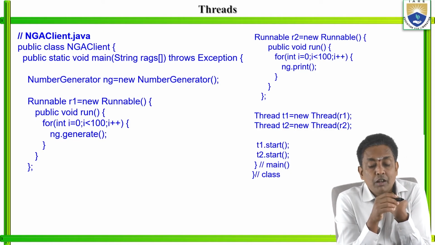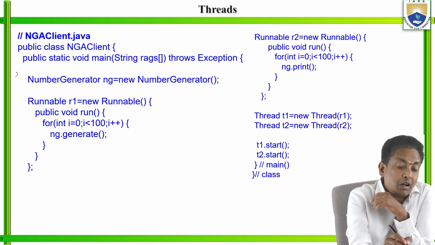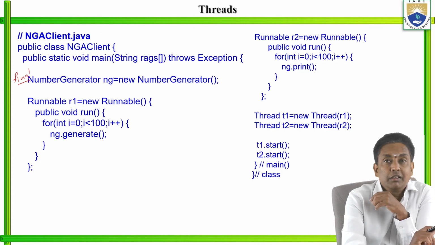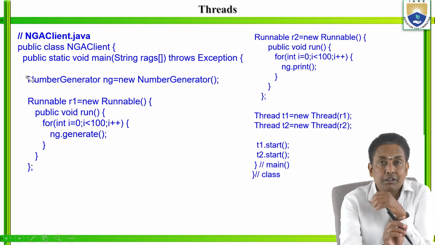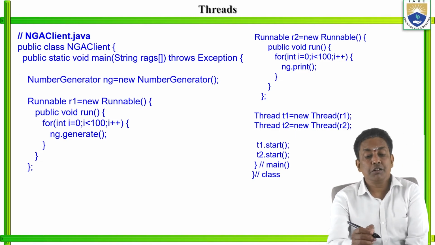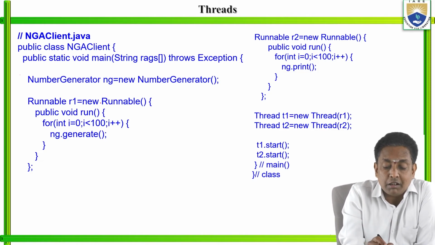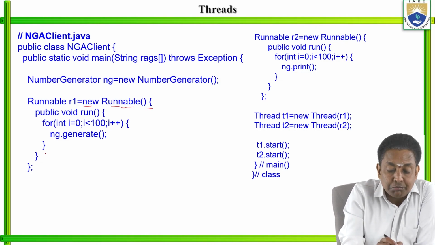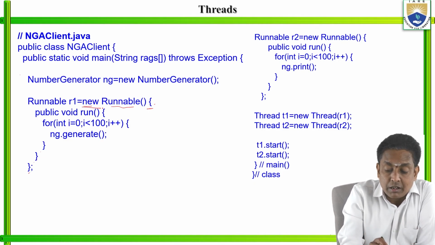Except here, the object which we are using in the anonymous class must be declared as final. I forgot to declare this number generator object reference as final. Anyway, you first create the number generator class object, and after that you create one Runnable object, new Runnable. In the object creation body, this is the for loop close, this is the run method close, this is the Runnable object close. The main method is not closed here; it is closed later. So you create one Runnable object.